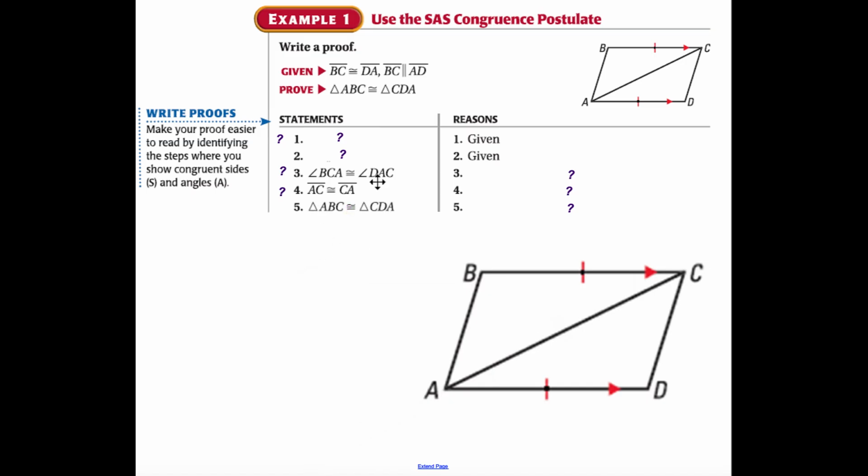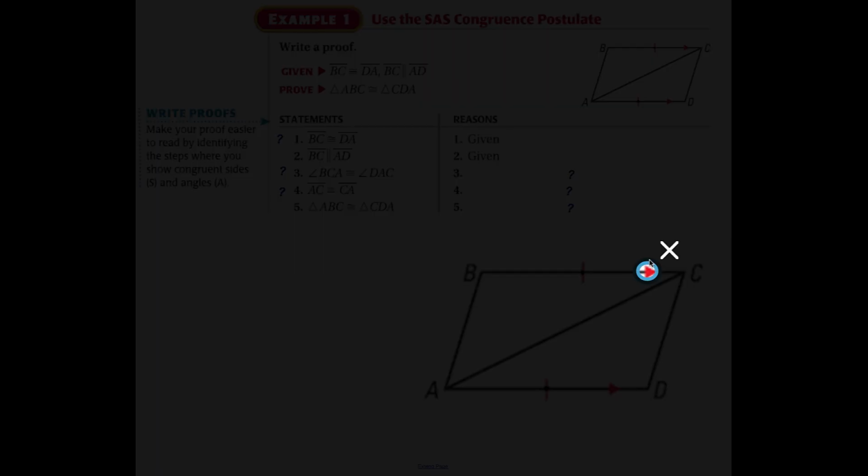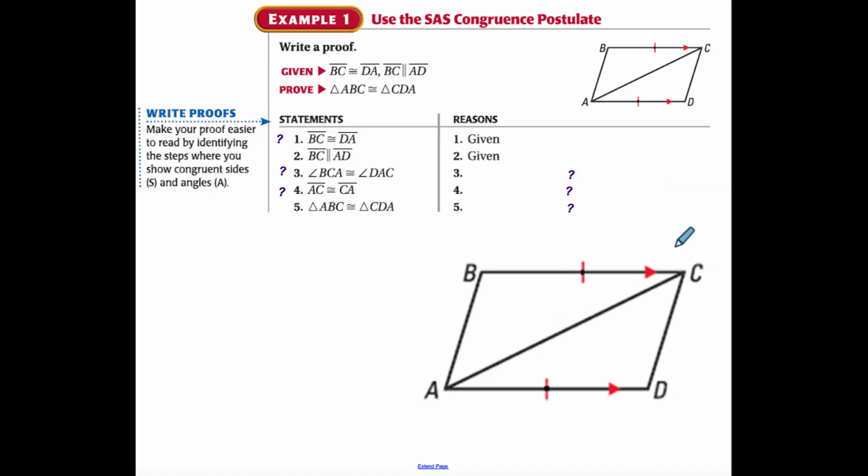So let's fill in what we need. Well, of course, the two given things, right? BC and DA was given to us, congruent segments, and then not only are those 2 segments congruent, but those 2 segments are also parallel. That's very interesting. Look at the little arrows that distinguish parallel lines there. And then, of course, there's another one down here, right? So those tell us we have parallel lines.